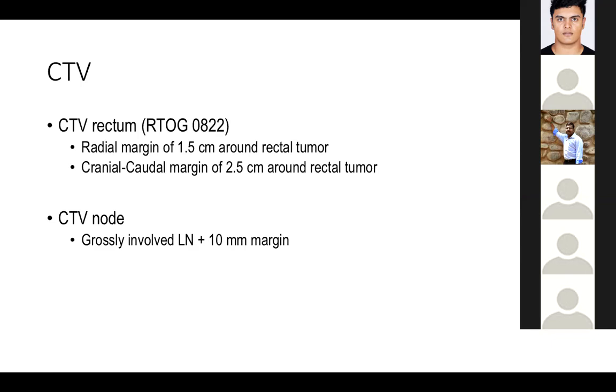So now to the target. Now we have defined all our subsites. Now we come to the GTV. So we draw the GTV and how to give an expansion to that. So we will give around 1.5 centimeter radial margin, craniocaudal 2 to 2.5. That has to be ensured.